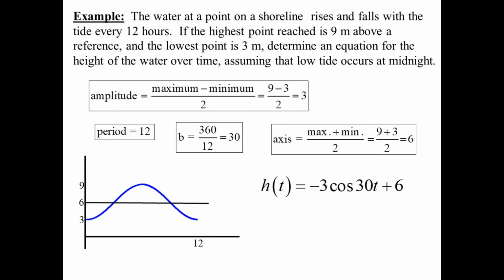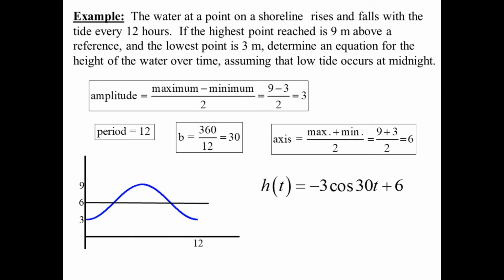How did we come up with this? Well, it's a cosine curve with a negative sign in front of it, with an amplitude of 3, and we figured that out up here. The amplitude was 3. The B value is 30. We figured that up here. B value equals 30. And the axis of the curve is 6, and we figured that out right here. So we use all this preliminary work and the fact that low tide occurs at midnight and this sketch to make this equation. And this equation is called a model. It's a mathematical model of the height of the tides.